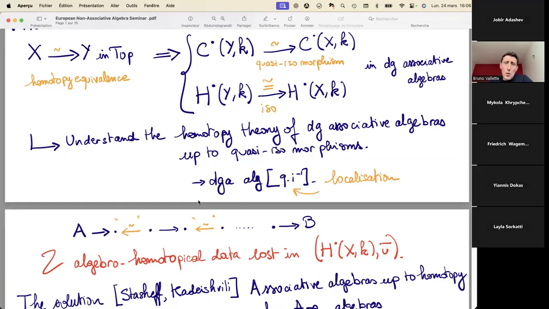Okay, so this is a way to keep this data into account. But in passing to cohomology groups, like I said, we lose a lot of homotopical data. So how can we understand this more efficiently? And how can we not forget any algebraic homotopical data, passing to cohomology?